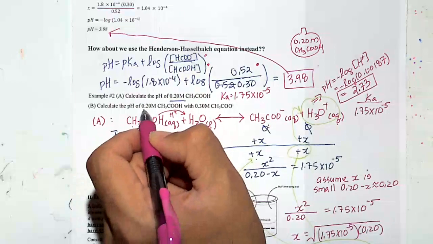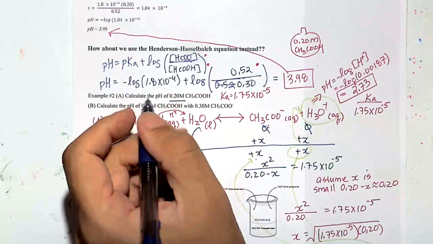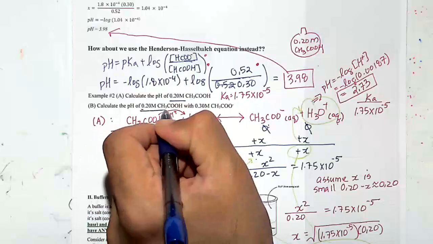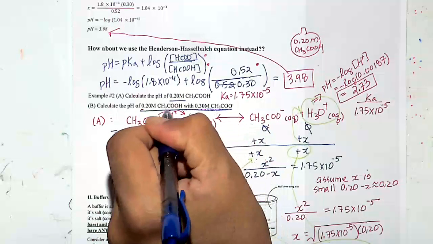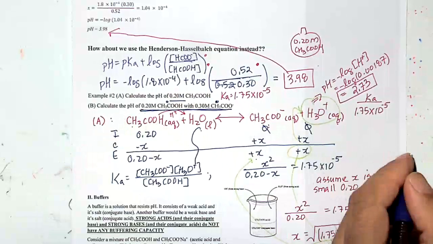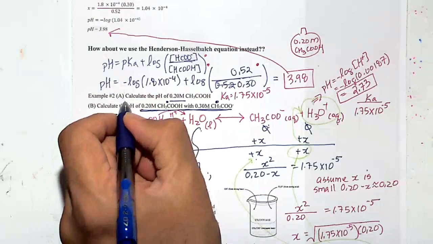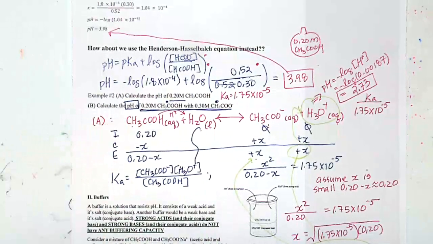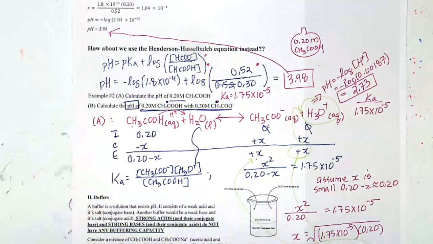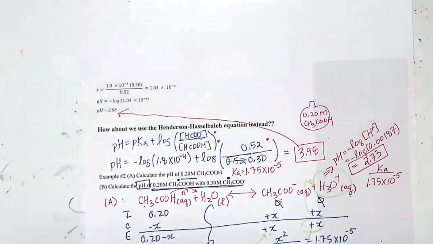All right, so let's go to part B. 0.2 molar acetic acid with 0.3 molar acetate. What do you think we have here? If this is the acid, what will this be? Its conjugate. So we have two parts here: the acid and its conjugate. We want to calculate the pH. So what equation can we use? The Henderson-Hasselbalch equation.